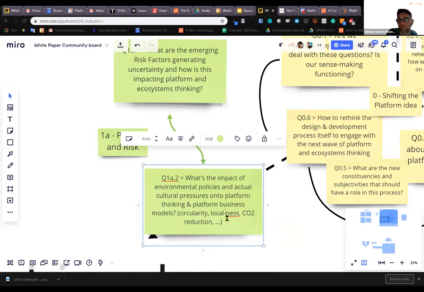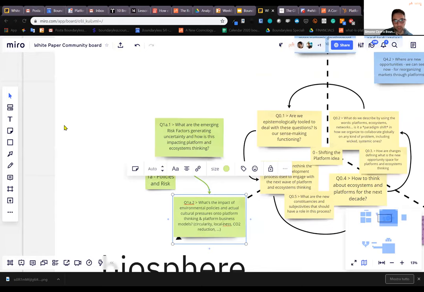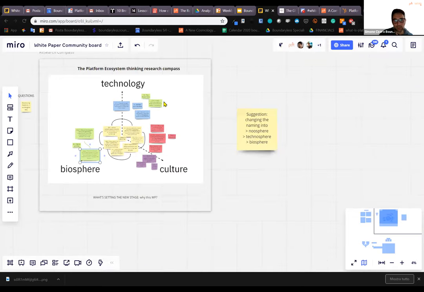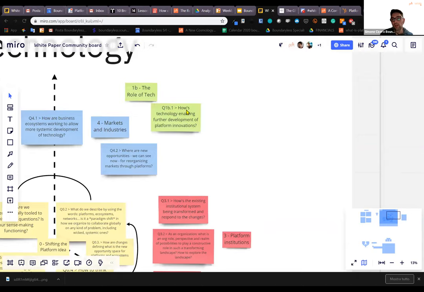And the question here is, how can we factor in these policies, and how do they reshape the landscape of platforms and ecosystems thinking? We believe strongly that these green post-its that you see here can be analyzed through the lens of value chain analysis.